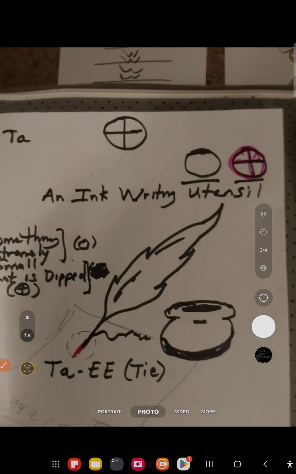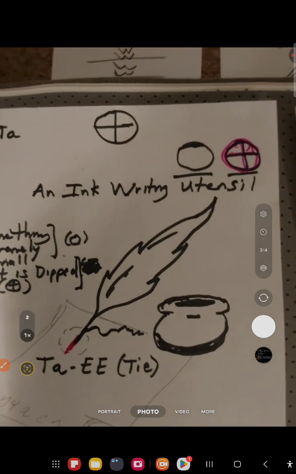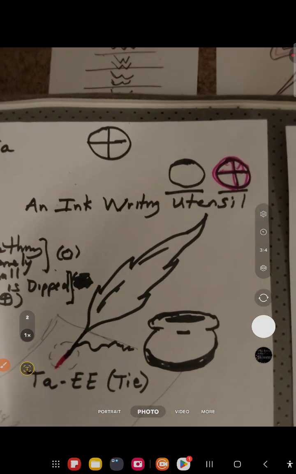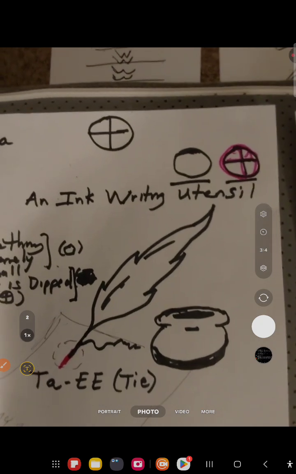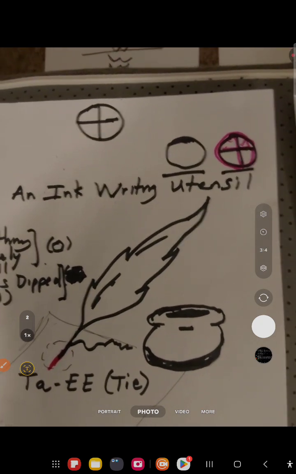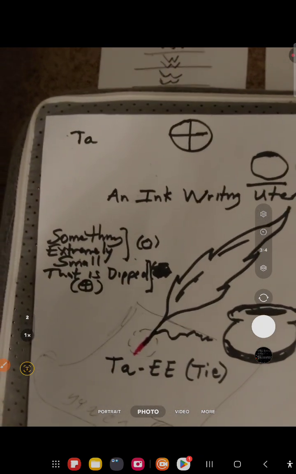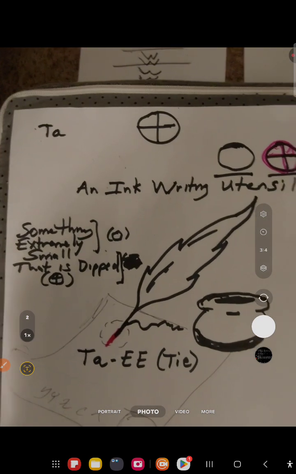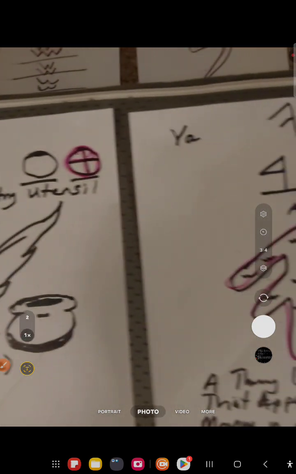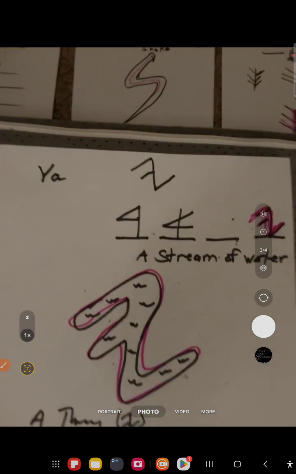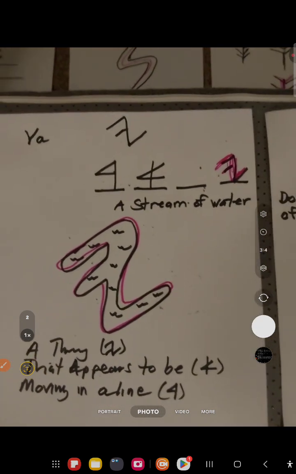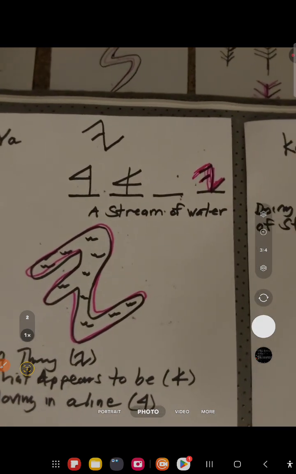Okay. Now, where did ta come from? Ta came from the reference of tie. What is a tie? It's an ink writing utensil. And back in the day, that was like a feather, the tip of a feather, because it literally means something extremely small that is dipped. Dipped in what? Dipped in ink. Okay, and so we're moving on from there in the whole nine to ya, the 10th letter of the alphabet.